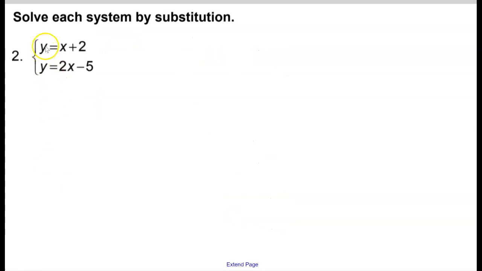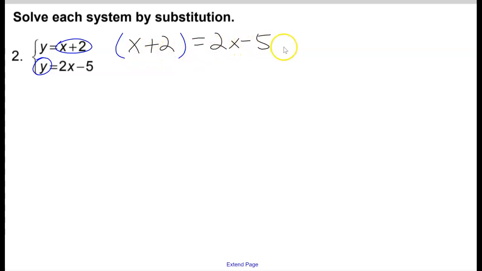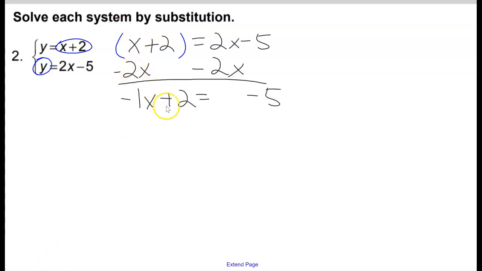All right, now you're going to solve this one. Here they're both solved for y, so what I'm going to do is just set them equal to each other. So I've got x plus 2 is equal to 2x minus 5. I'm going to move my letters to the left. Subtract 2x on both sides. x minus 2x is negative 1x plus 2. Bring down the negative 5. Move the numbers to the right. Subtract 2 on both sides. Negative 5 and negative 2.